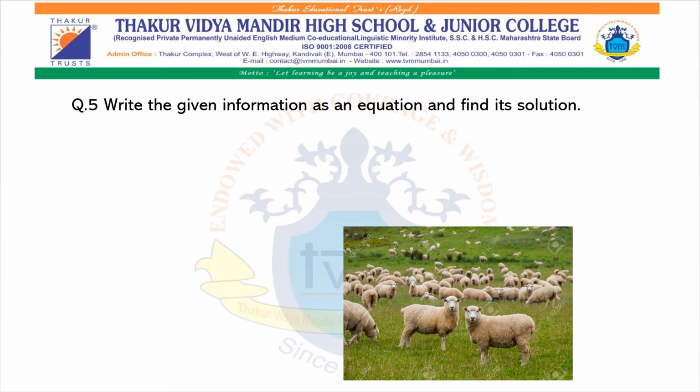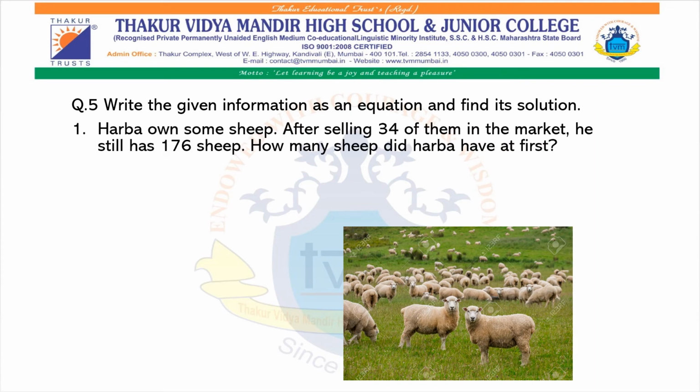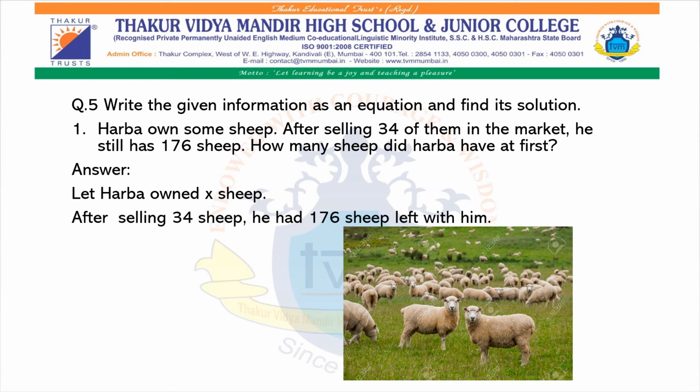Question 5. Write the given information as an equation and find its solution. First, Herba owns some sheep. After selling 34 of them in the market, he still has 176 sheep. How many sheep did Herba have at first? Answer. Let Herba owned x sheep. After selling 34, he had 176 sheep left with him. Therefore, x minus 34 is equal to 176.